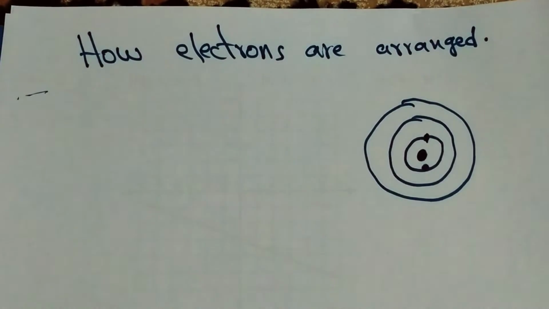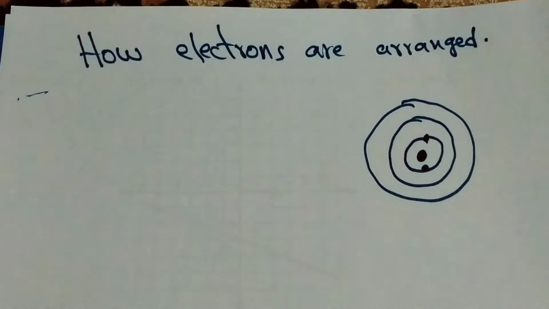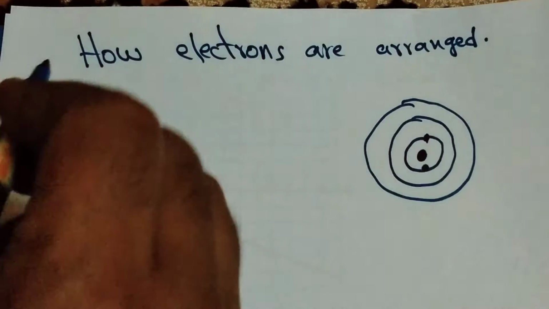Why? Because this first shell has very low attraction, so it holds only two electrons. Further shells have more attraction. So like that, the first shell can hold only two electrons. Understand, my dear?